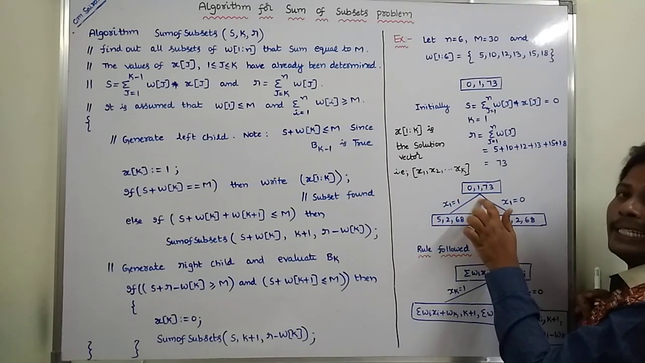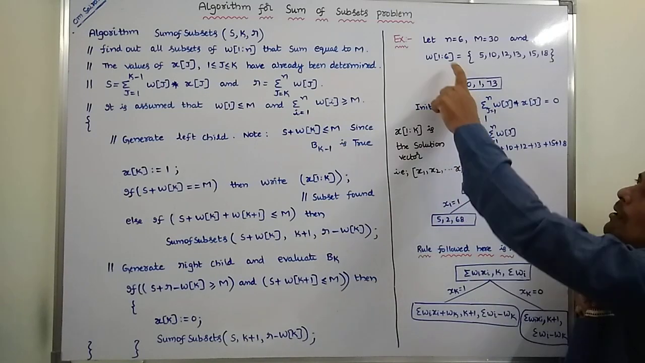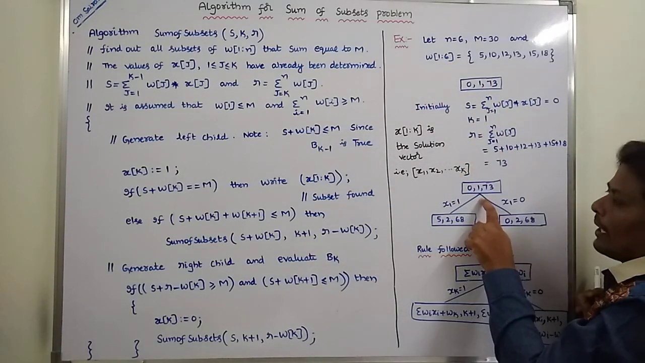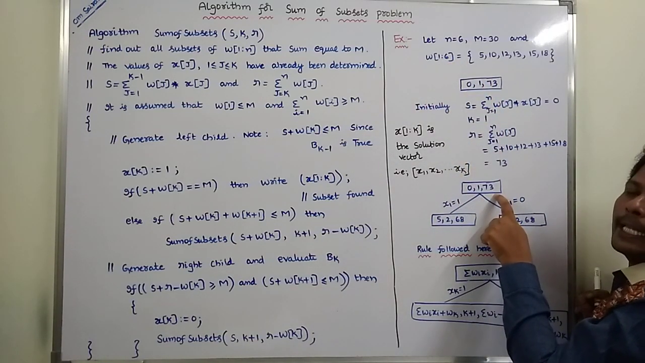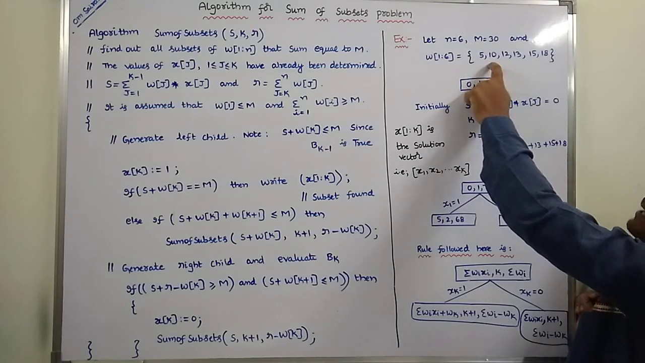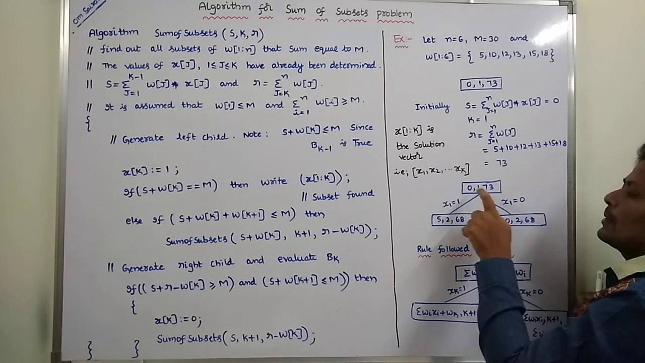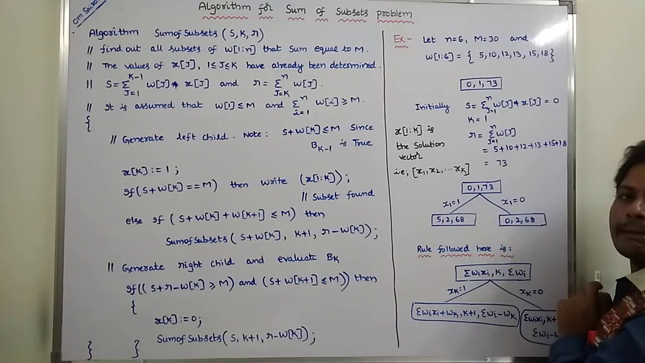K is the index of the weight in the weight vector, so the starting index is 1. 73 is nothing but the sum of the weights in the weight vector, that is 5 plus 10 plus 12 plus 13 plus 15 plus 18. So the root is 0, 1, 73.